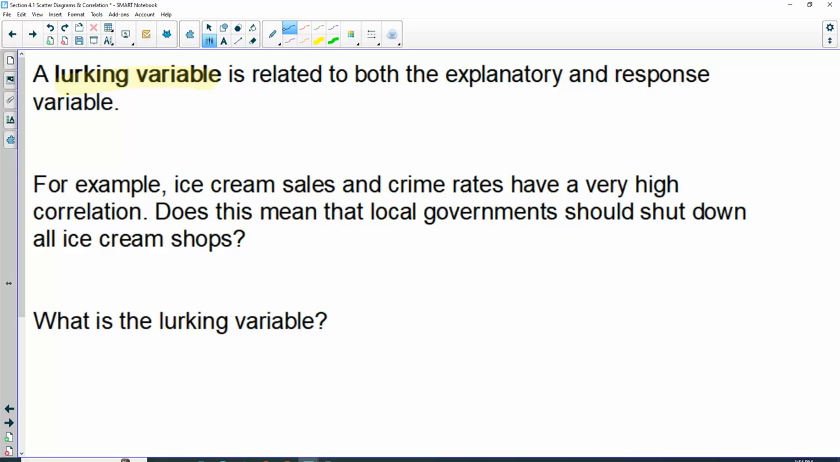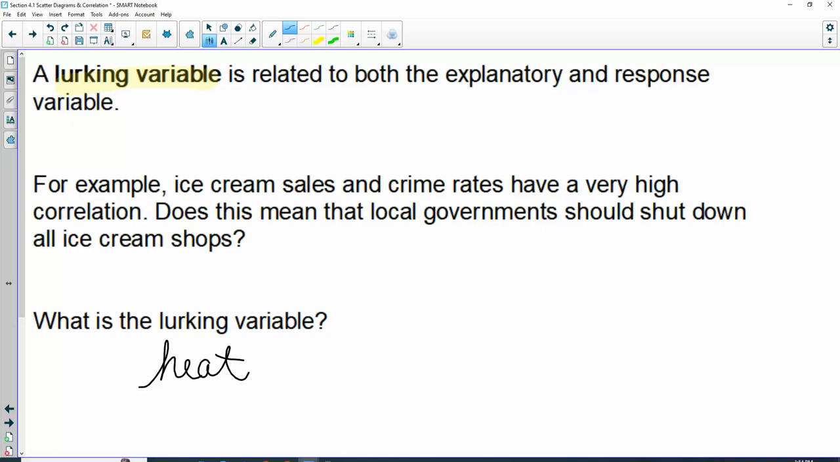Rolling blackouts. Okay. What causes, when do you eat more ice cream? When it's summer, when it's hot, right? Do crime rates go up when it's hot? There is a trend there. So these things go up at the same time, but they're actually totally unrelated. Ice cream sales have nothing to do with the crime rates. It's the heat. So the lurking variable here might be the heat.